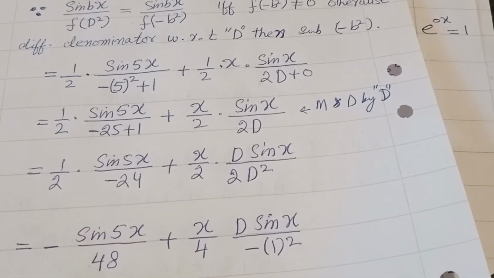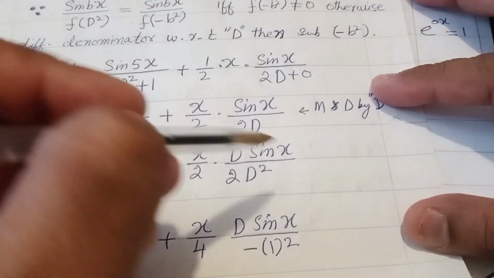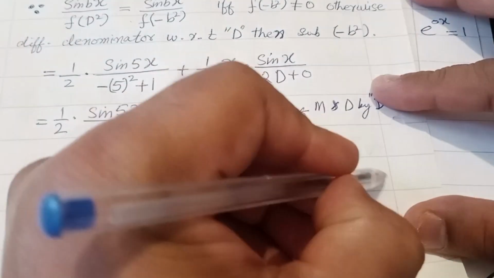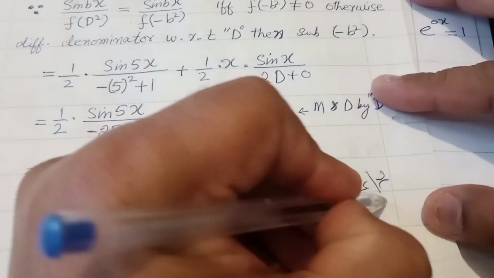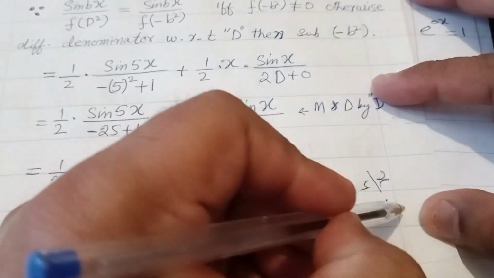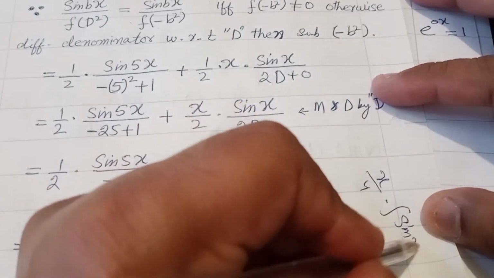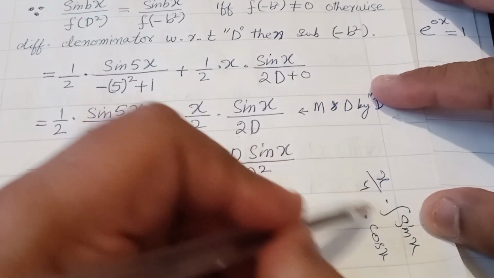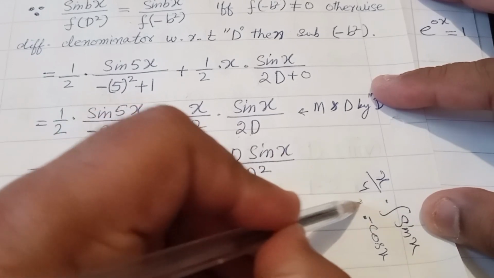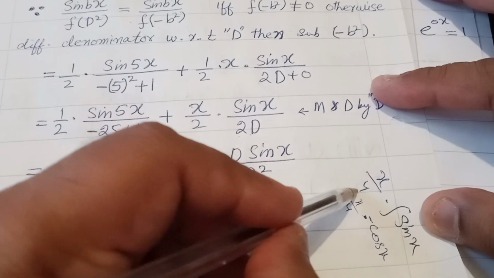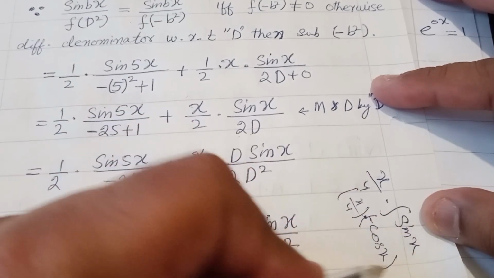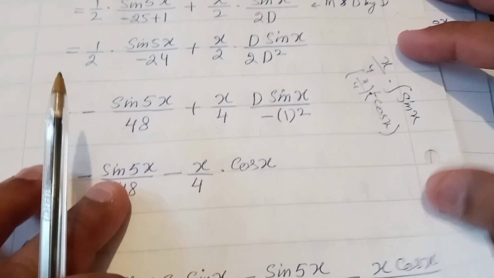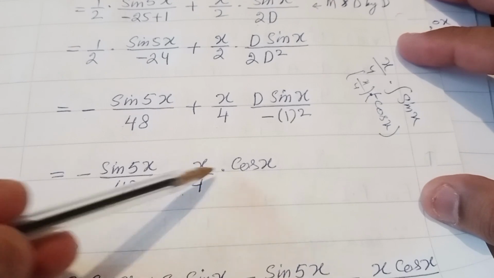Another alternative I will explain here. If you like to do this portion, x upon 2 into 2 here, that will be x upon 4, right? And sine x upon d can be written as the integral of sine. So what is the integral of sine? You know that the integral of sine is minus cos. So x upon 4 into minus cos, right? So in this case you will get the similar solution, that is x upon 4 into cos x.